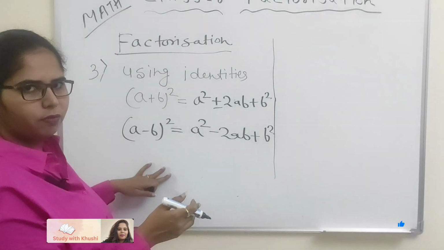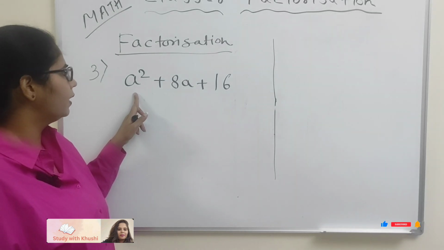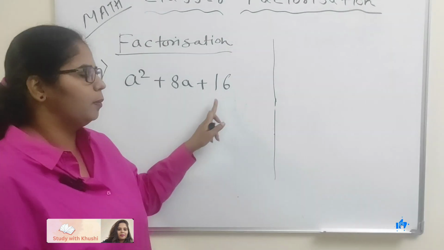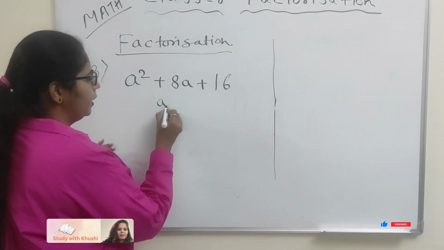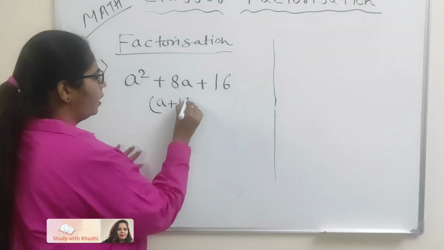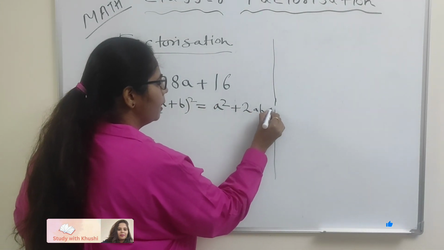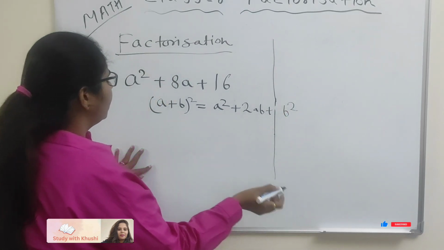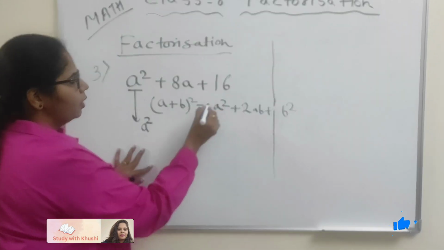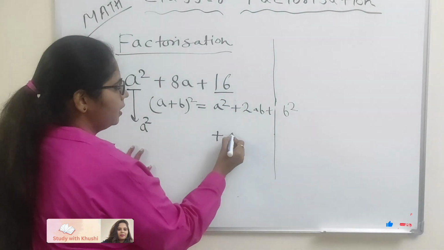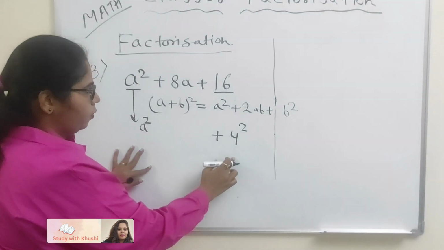Okay. So suppose I have to find the factorization of a square plus 8a plus 16 by using the identities. Here I am using the a plus b whole square identity, which is a square plus 2ab plus b square. In this question, my a square is a square only and b square is 16. So 16 is the square of 4. So 4 square is 16.